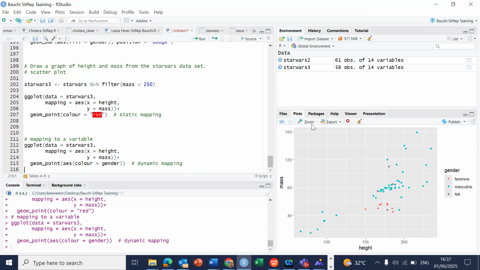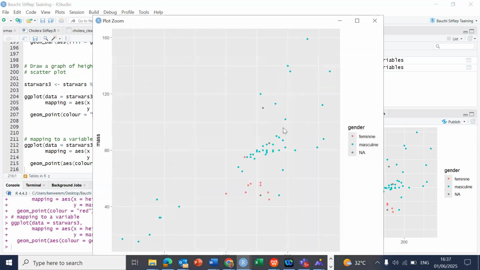if you look at the diagram, it has mapped the points based on gender. You can see the orange ones are female. The blue or green ones are males. And then there's also the one with missing value for gender.